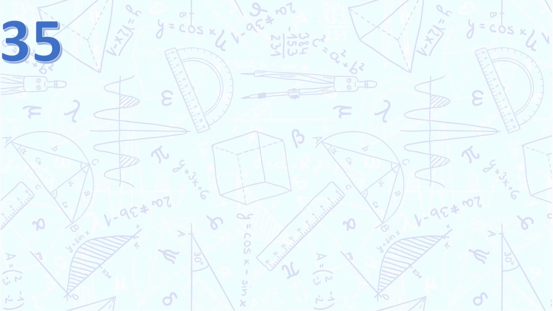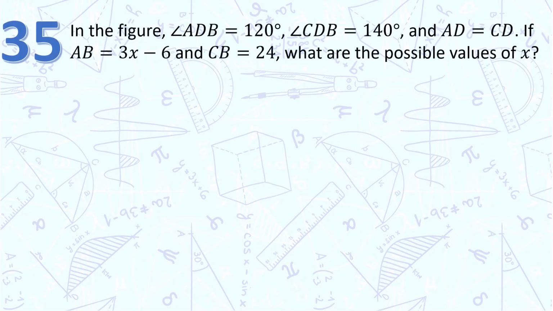Next, number 35. In the figure, angle ADB equals 120 degrees, angle CDB equals 140 degrees, AD equals CD. If AB is equal to 3x minus 6 and CB equals 24, what are the possible values of x?